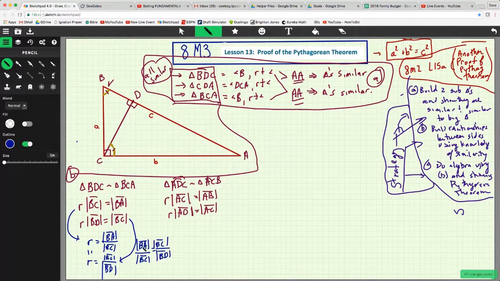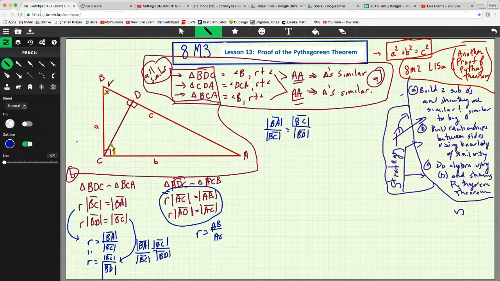So we're going to take this and move it up here. The length of BA over the length of BC equals the length of BC over the length of BD. All right, let's do the same thing here, rewriting these in the same way. That's going to say basically R equals AB over AC, and R equals AC over AD. Let's write those up here too. And I'm going to do some swapping here in a second.